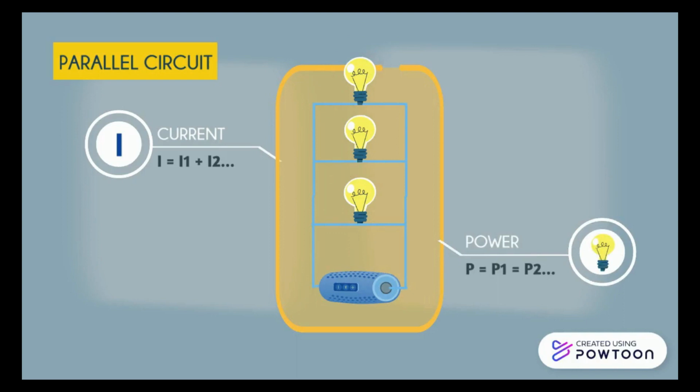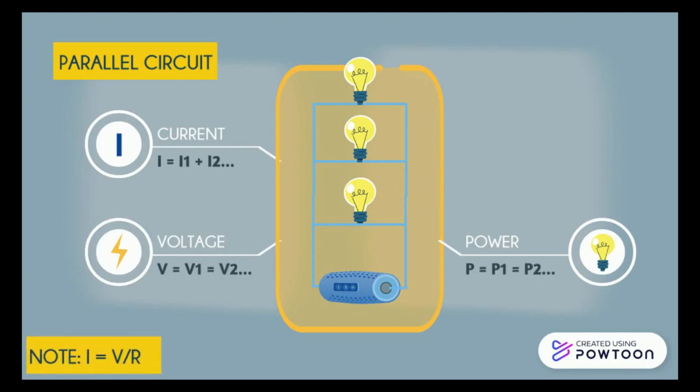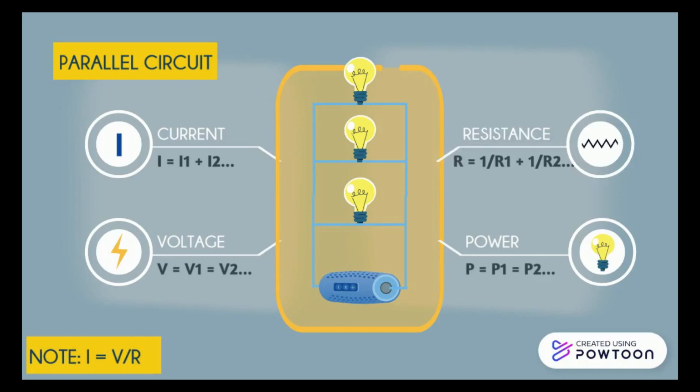Why? It is because the total voltage is the same across each component. Conversely, as the total current is the sum of individual current, and current is inversely proportional to resistance, total resistance is the reciprocal sum of individual resistances.